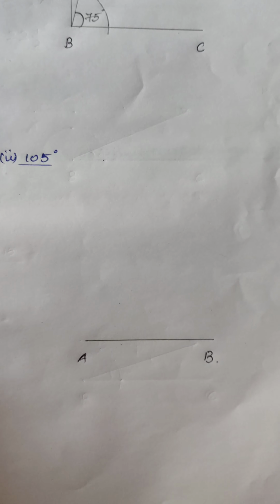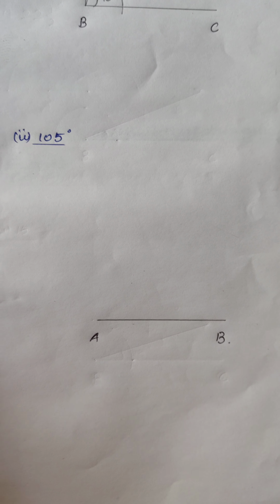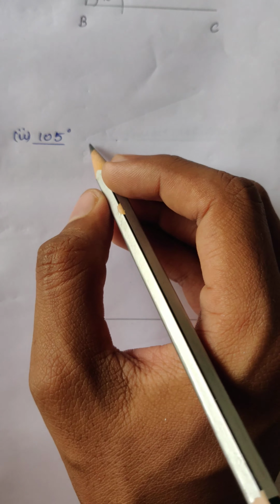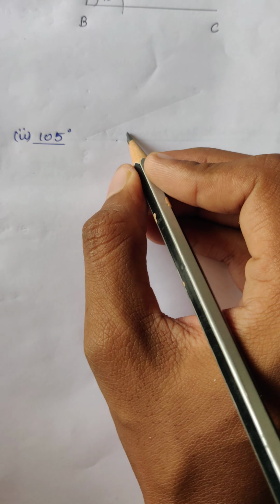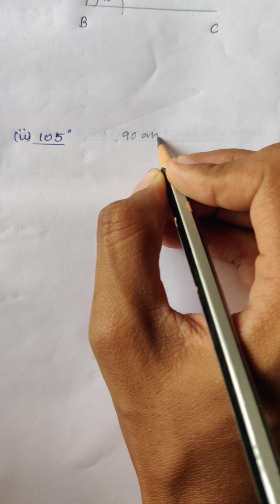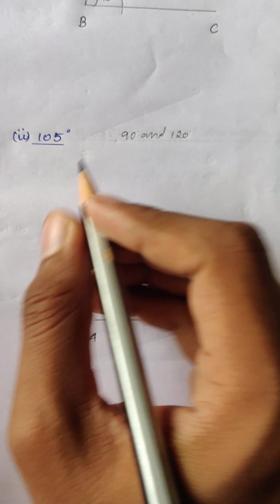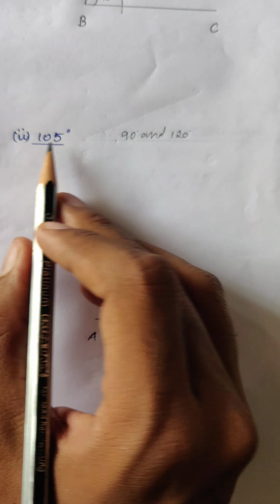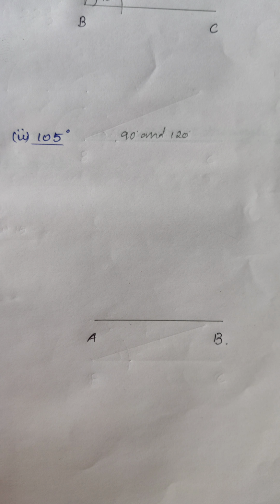Likewise, let us learn how to draw 105. Using the similar approach, 105 lies between 90 and 120. The angle that we know to draw before 105 is 90 degree and just after 105 is 120 degree. So that is what we are going to do.